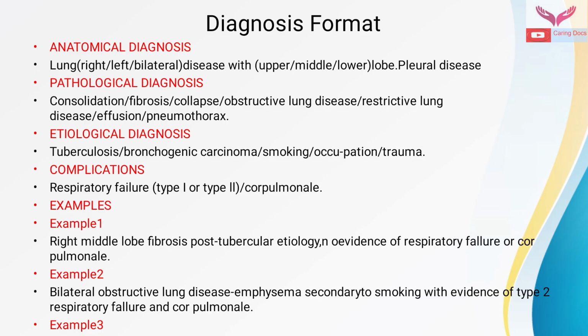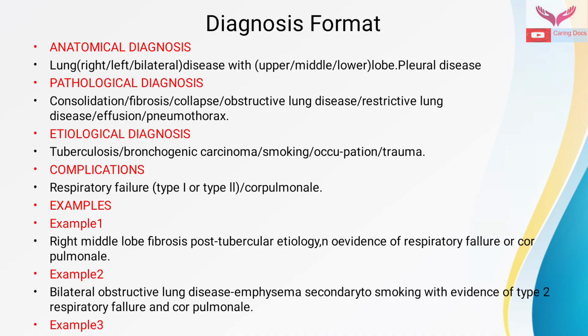Once the history and physical examination is complete, we will do the anatomical diagnosis, pathological diagnosis, and etiological diagnosis. Anatomical diagnosis means if the lung is involved, which one is involved, right lung or left lung or bilateral, whether the upper, middle, or lower lobe is involved, whether pleura are involved or not. In the pathological diagnosis, whether it is a consolidation, fibrosis, collapse, obstructive lung disease, restrictive lung disease, or pneumothorax. Etiological causes like tuberculosis, bronchogenic carcinoma, smoking, occupational or trauma.